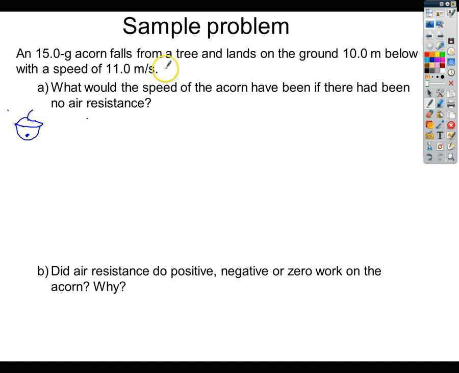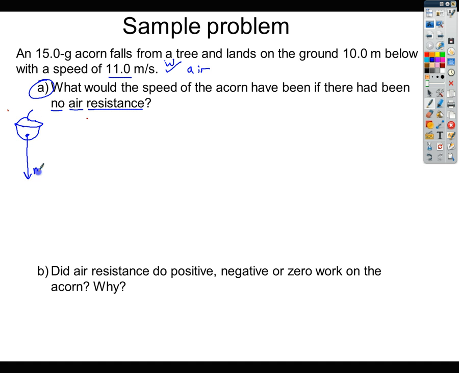it has air resistance in this part, but for what we're doing, we want to find out what would be the speed of the acorn at the bottom if there was no air resistance. So it should be higher than the 11. This one is with air resistance, and the one that we're doing is without air resistance. With air resistance, we'd have a force going up, and this one we don't.